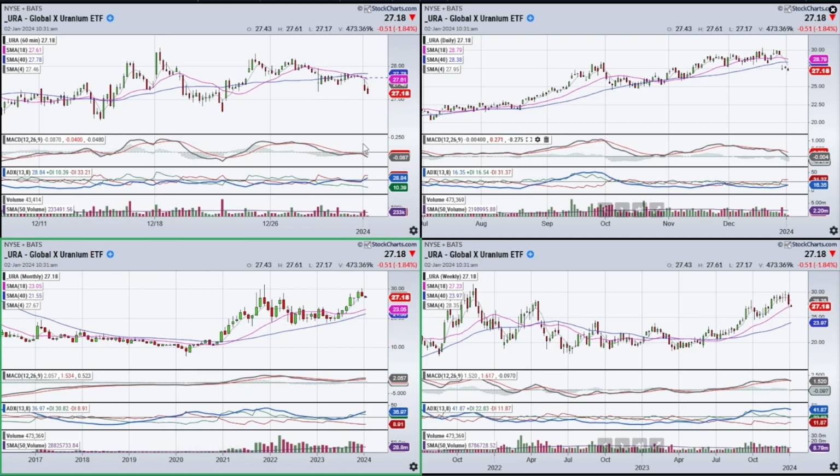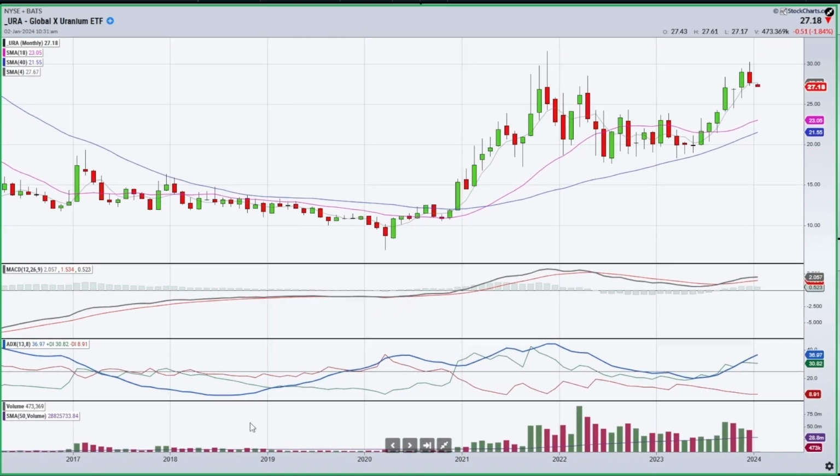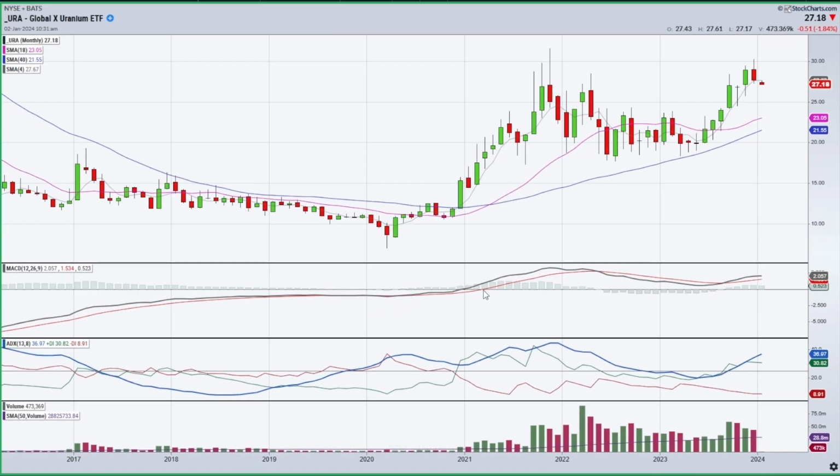Okay, I've got my grid up in ACP with 4 time frames: monthly, weekly, daily, and hourly. I'm going to focus in on the monthly and the weekly to start on the URA. And what I'm trying to point out here is we can use the MACD and its zero line. That's the zero line right here. Let me just expand this chart so we can see it a little bit more clearly. This is the zero line, all right?